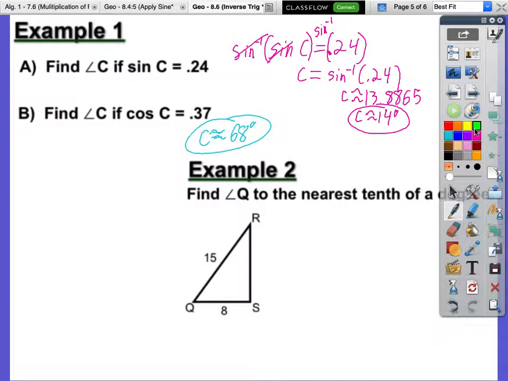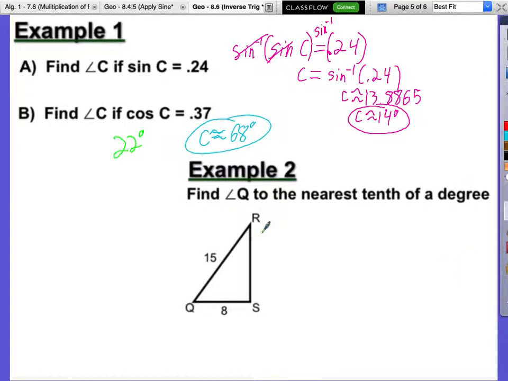I got like 22. Okay, you get 22. So if you did the inverse sine of 0.37, you would get about 22 degrees. Now, what do you notice about 22 and 68? They're not the same. It goes up by 46. 68 is approximately 3 times bigger. Do they add up to something? Oh, 90 degrees. So let's think about this.